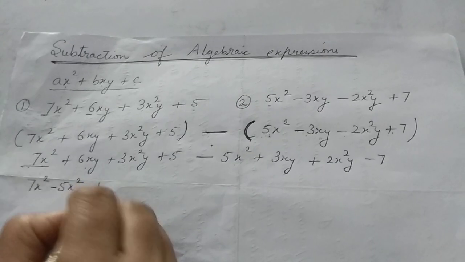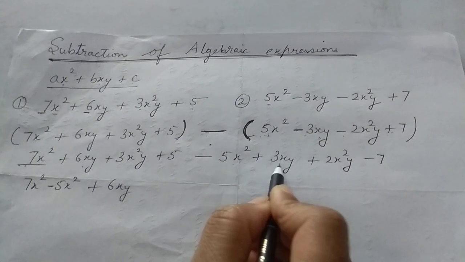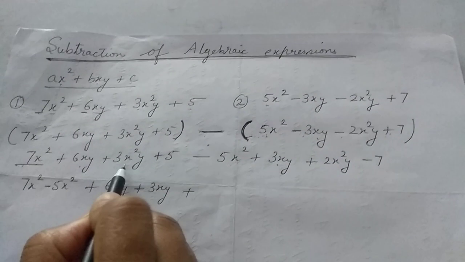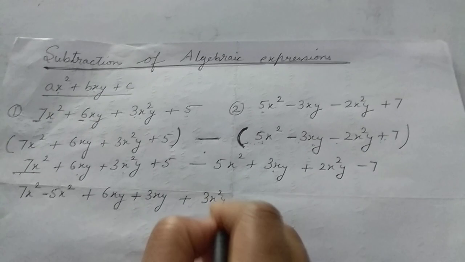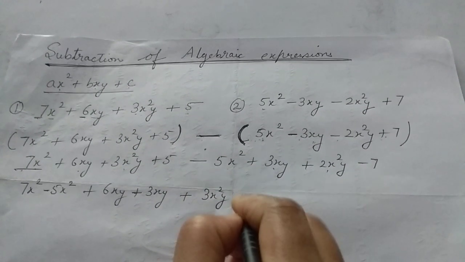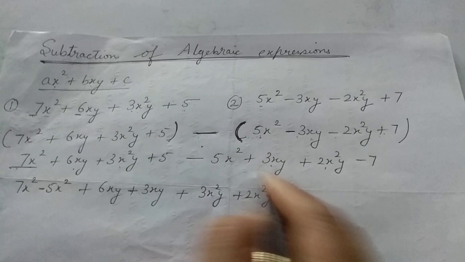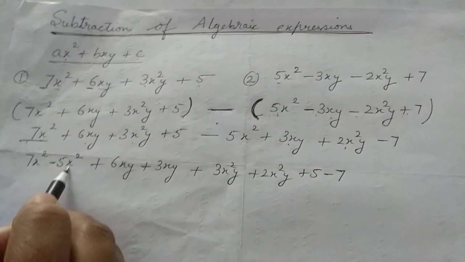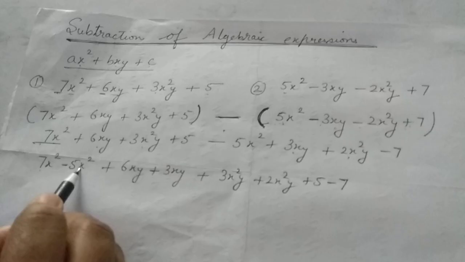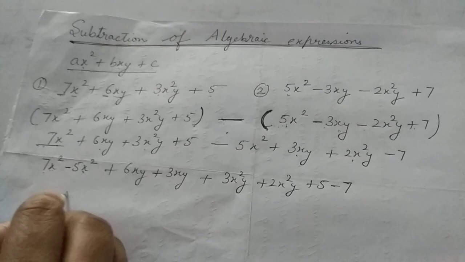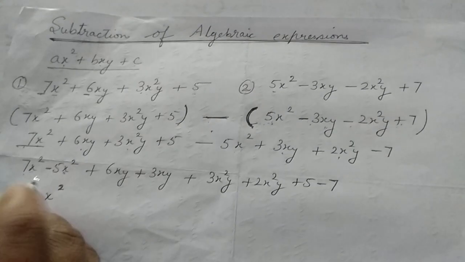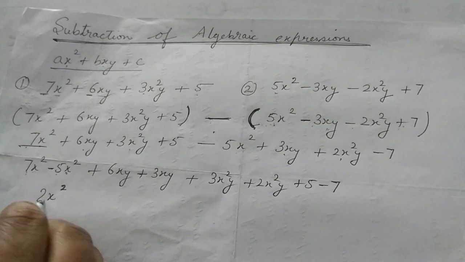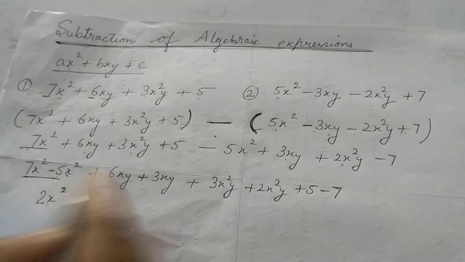The second term is 6xy. Do we have another term of xy? Yes. So we write it together. Then 3x square y. And do we have x square y? Yes. Then plus 5 and minus 7. Now we will do the operation when the terms have literal coefficients same. So we will just copy the literal coefficient and we will work with the numbers. So 7 minus 5 is 2. So this can be written as 2x square.